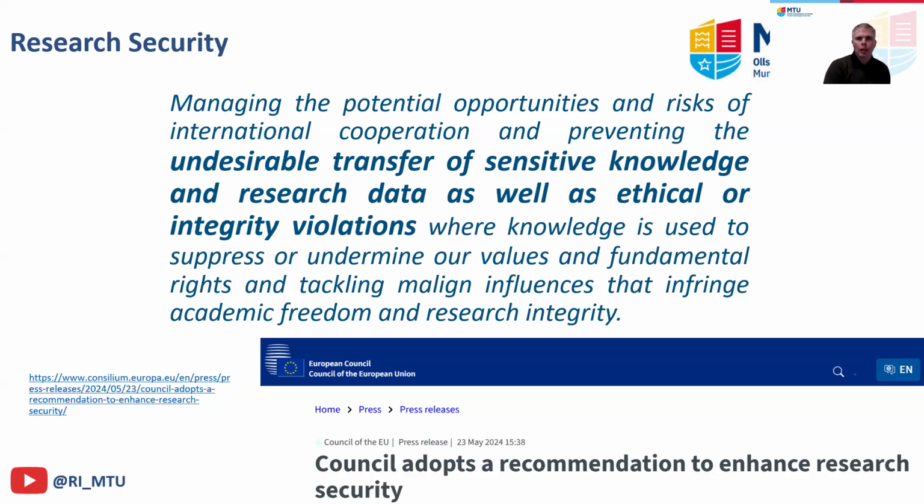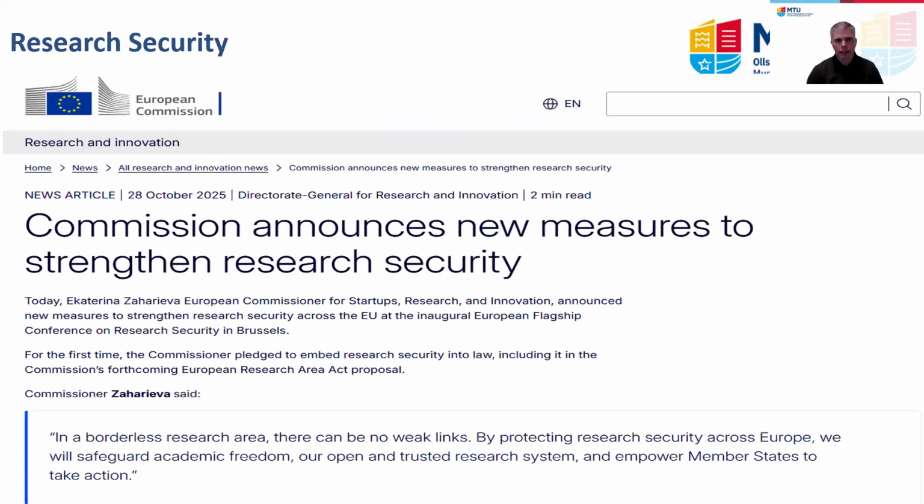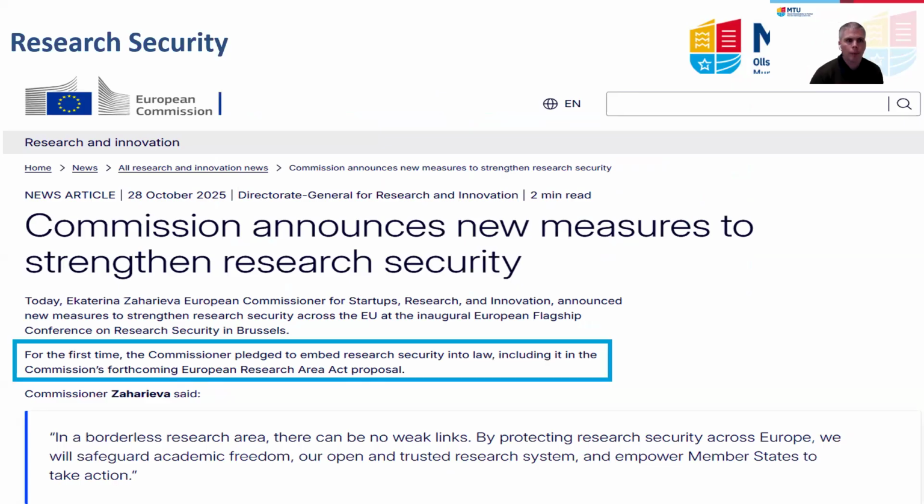Okay. Here, I thought I'd just flag this. I was at a conference in Brussels at the end of October. It was a flagship conference on research security in Europe, and it was around the launch of that conference. Then it came out from the European Commission how they're actually looking at research security being embedded into law and looking at the European Research Area Act as being an avenue for that.